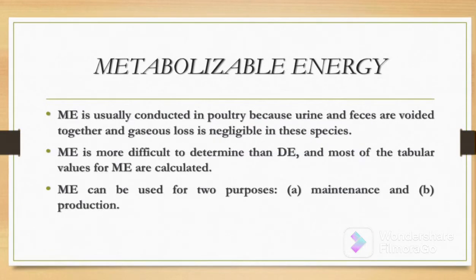ME is usually conducted in poultry because urine and feces are voided together and gaseous loss is negligible in these species. ME is more difficult to determine than DE, and most of the tabular values for ME are calculated. ME can be used for two purposes.